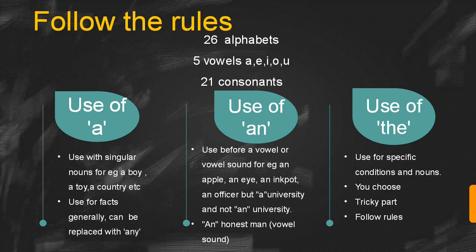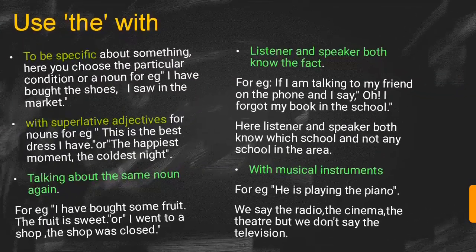We want to try all of them and at the end choose the shoes of our dreams. So we aren't going to say a pair of shoes, rather, we will say the shoes. So we will use the article the with the chosen things. We have to be very specific about something here you choose. The particular condition or a noun, for example, I have bought the shoes I saw in the market.